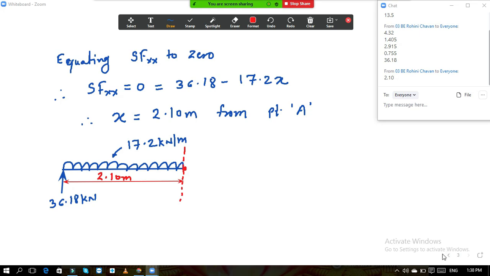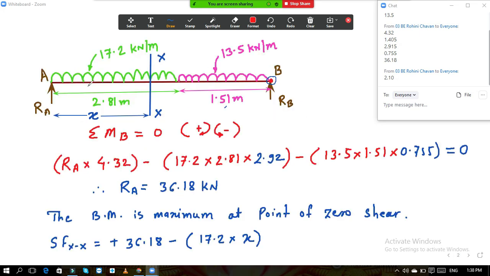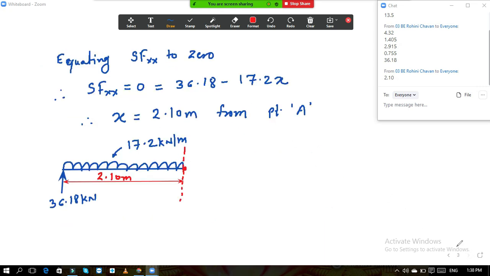Why does the other load not come into the picture? Now if you observe this diagram, this value of x is 2.10. So from point A, if you go a distance of 2.10 meter, it will be within this 2.81 meter. So it may be somewhere here you will get that value. So up to that point, the load is only 17.2 kilonewton per meter. There is no question of taking this 13.5 kilonewton per meter load. So that is why we have taken it like this.